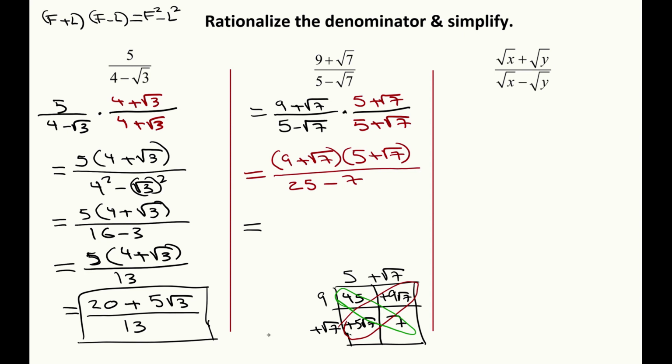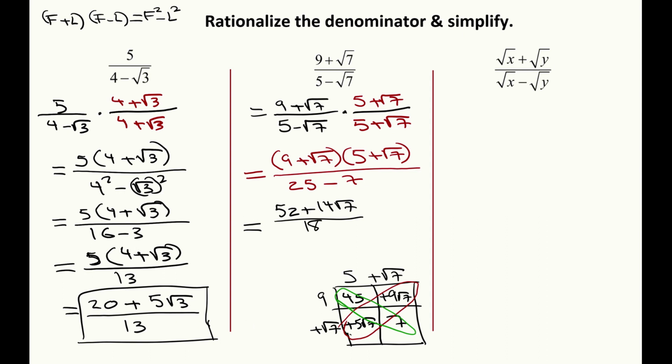So we end up with 52 plus, that's just from 45 plus 7, and 9 and 5 is 14. So plus 14 radical 7 over 25 minus 7, and 7 from 15 is 8, so 18.